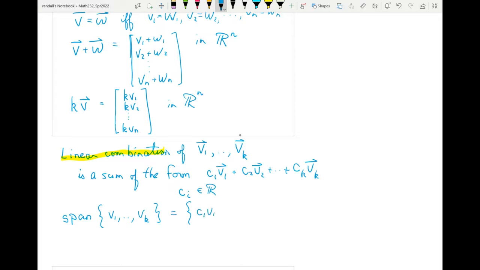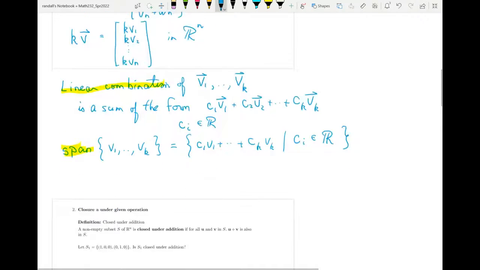So c1v1 plus all the way up to ckvk, where the ci's are real numbers. So I'm looking at all possible linear combinations. That's the span of the set of k vectors. Okay, so the same notion as we've seen before. Okay, so let's continue on.